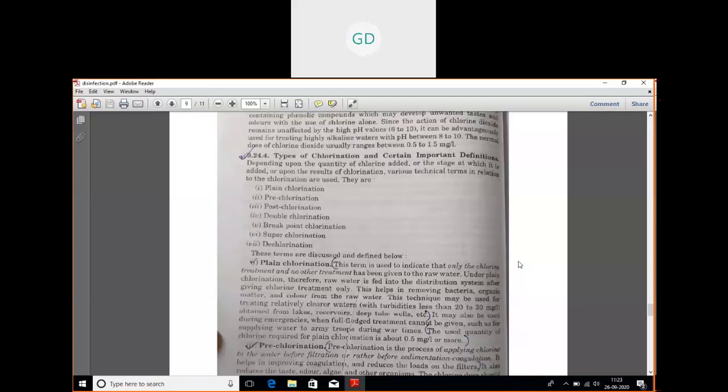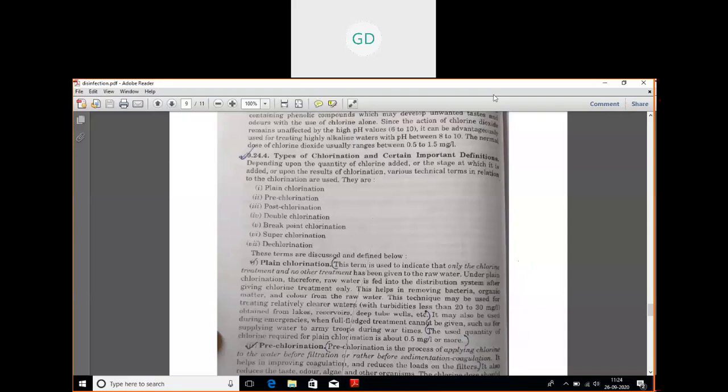This plain chlorination is usually done when water has to be given to your army troops and all, as I already mentioned. There, all the treatments cannot be given because there is shortage of time and all. So only chlorination is done. Directly, without giving any other treatments, only chlorine is added to the water, and that also kills 99% of the bacteria.